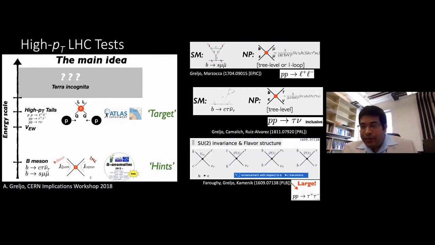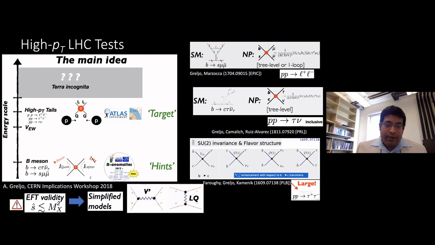Also, because of SU(2) invariance and the flavor structure in the standard model, the BC→τν operator will also lead you to TB→τν or BB→ττ operators. The point here is that for BC→τν, this is suppressed by VCB, but the other operators have an order 1 effect, and they're enhanced by 1 over VCB. So this will give you a large signal in pp→ττ in principle.